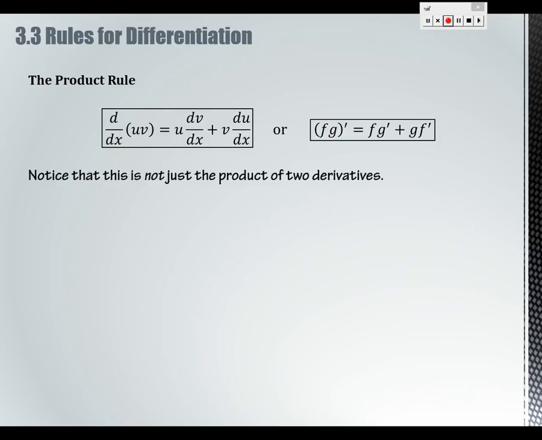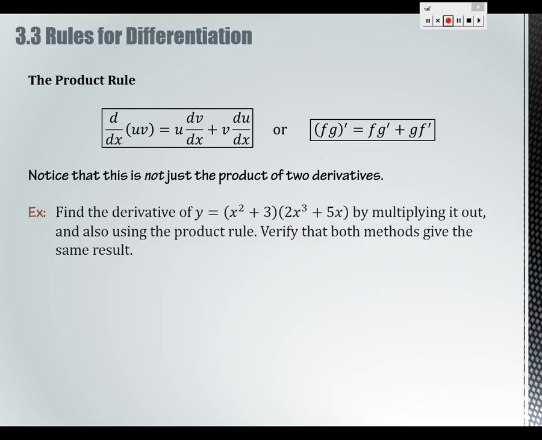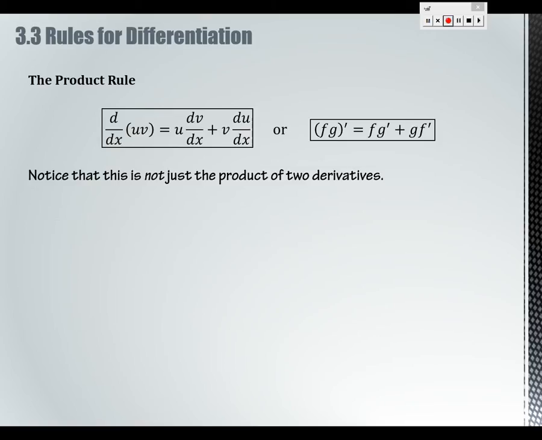Said out loud, you might say: the first times the derivative of the second plus the second times the derivative of the first, if we're multiplying 2 functions together. And the note there is, of course, critical. Some of you might have even been tempted in the homework last night to take the derivative of a product of 2 functions by taking the 2 derivatives separately, and then be like, oh, it must be just the product of those 2.